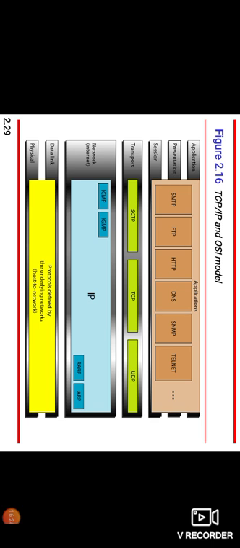Okay, so the physical and data link layers are known as the host-to-network layer. There is no protocol defined there. The internet layer defines mainly the internet protocol, but it makes use of four other protocols: ICMP, IGMP, RARP and ARP. Then the transport layer makes use of TCP and UDP and also SCTP. Then the application layer is a combination of application, presentation and session layers. It makes use of different protocols like SMTP, FTP, HTTP, DNS, SNMP and Telnet. Okay.